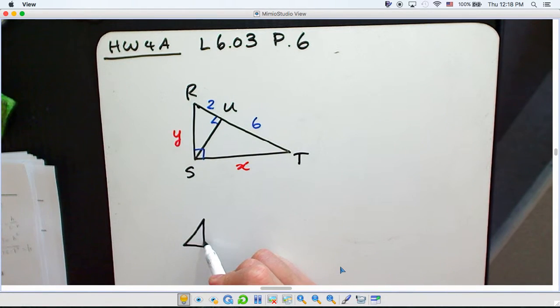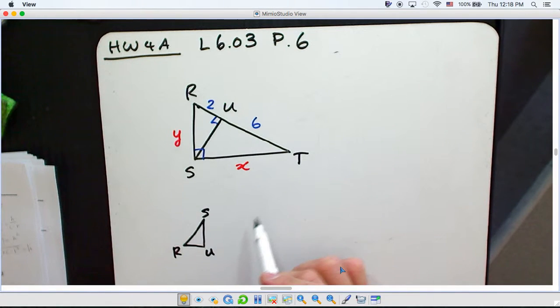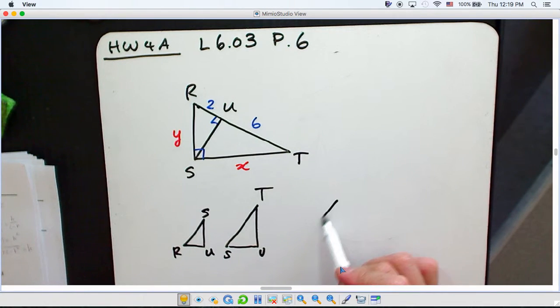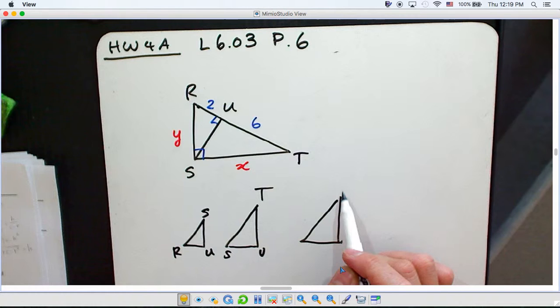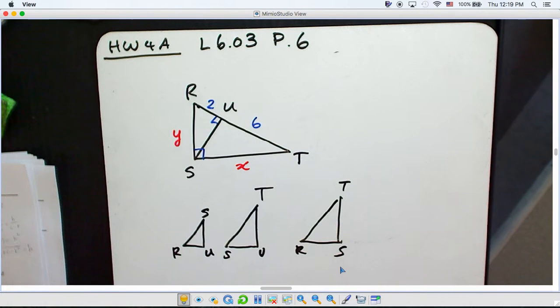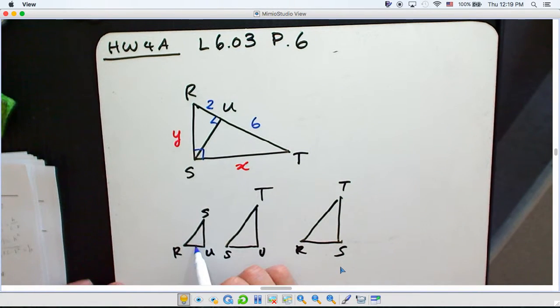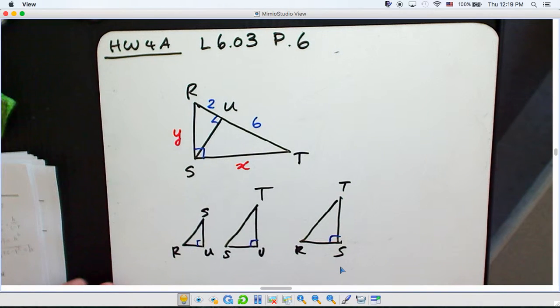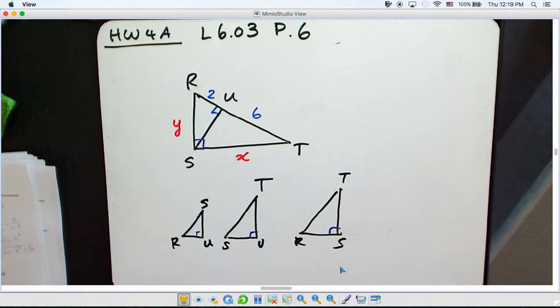So the small one goes U here, and S and R. The medium one will be, you see I'm drawing in the same orientation so that it's not confusing, S-U-T, and then the big one has T-R-S. And these are the right triangles, right? So you might remember that these 3 are all similar triangles from chapter, maybe 2 or 3.